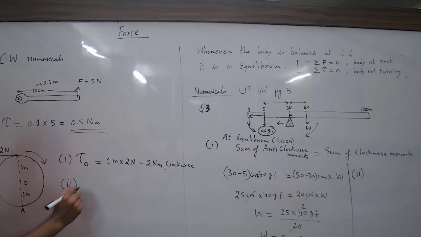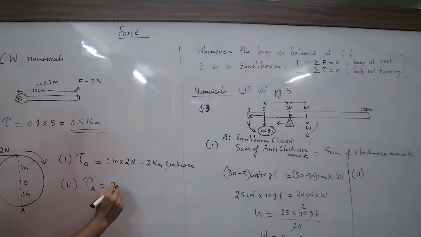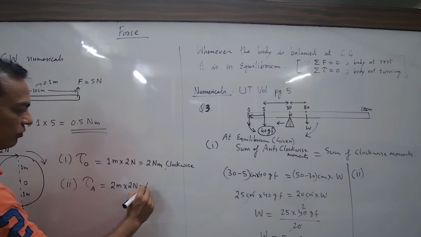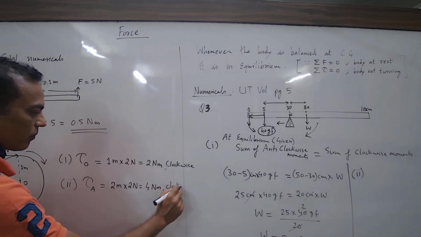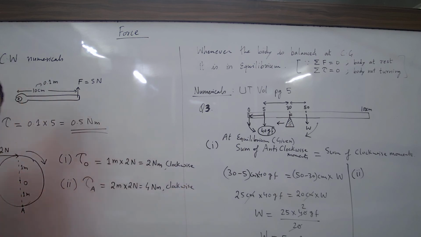Second, what is the torque about point A? Now if point A is fixed, right? I have removed this pivot, now I have put it here. So then it will be diameter, right? Yeah, 2 meter into 2 meter. Thus this will be 4 Newton meter clockwise. Right? Everybody understood? So this should be simple.